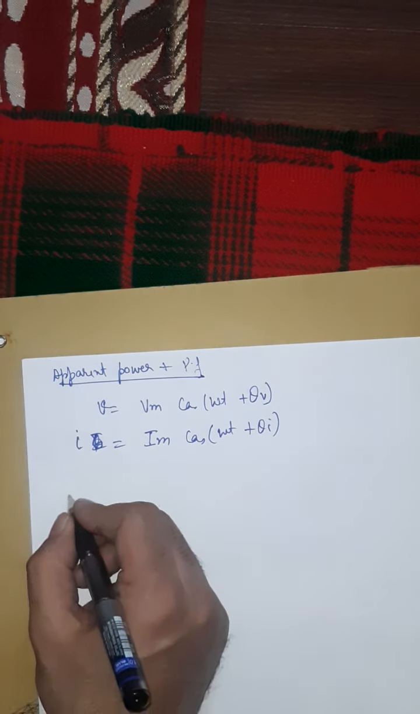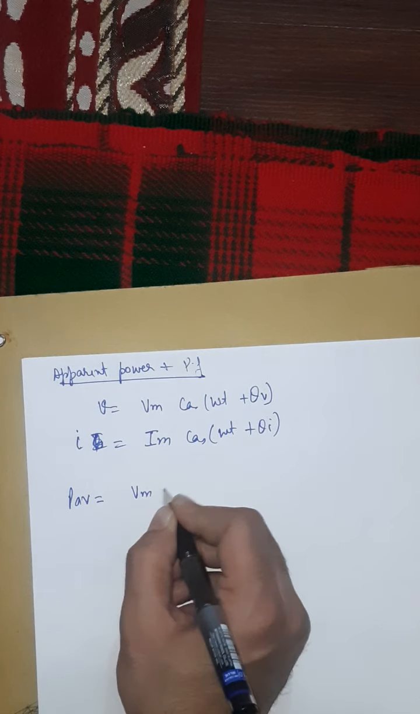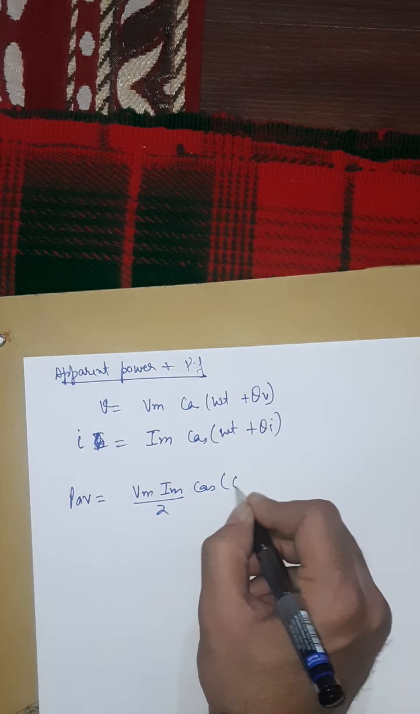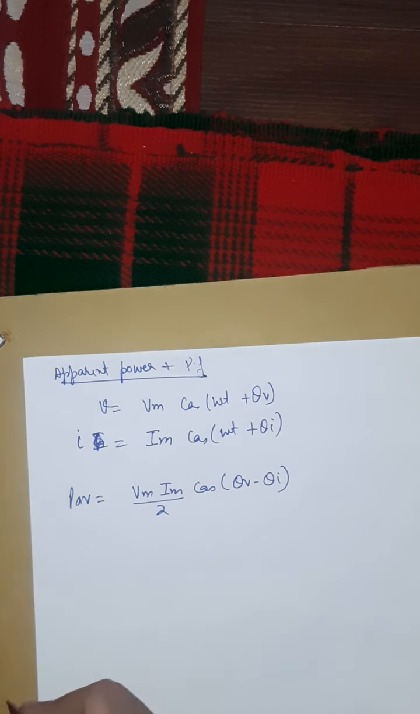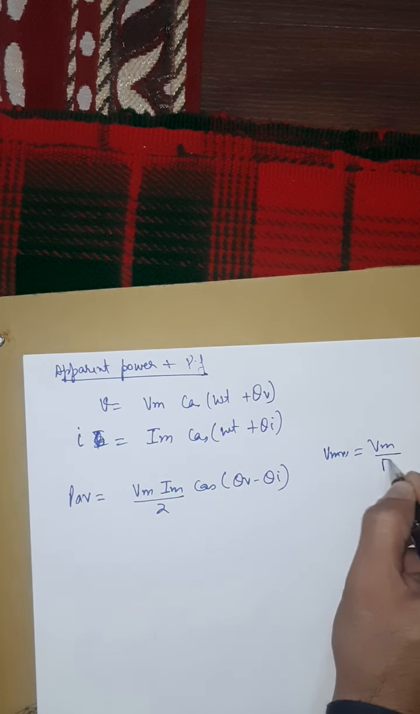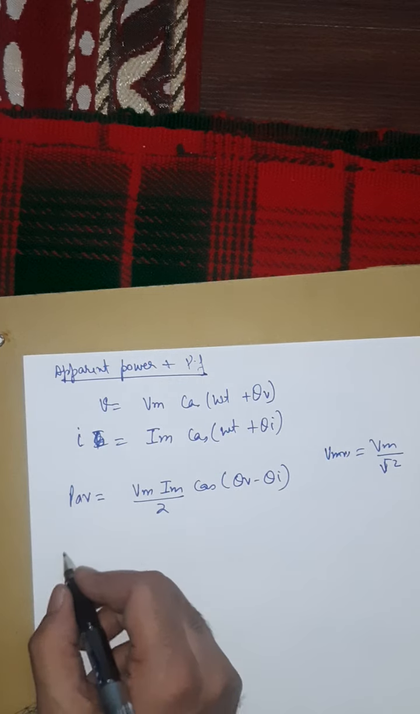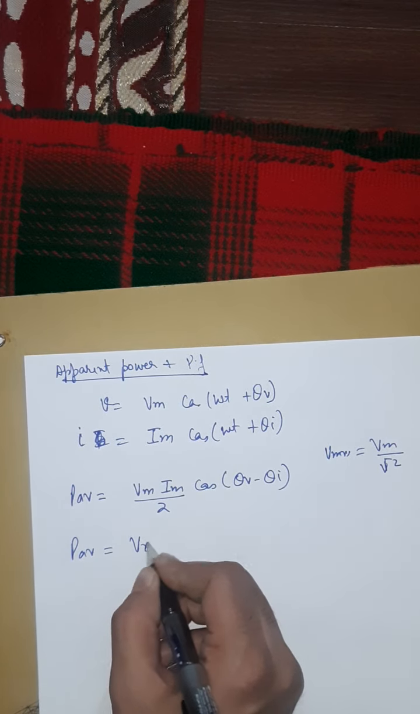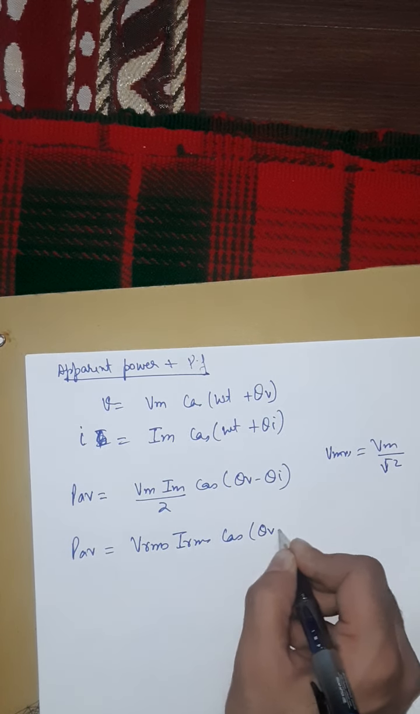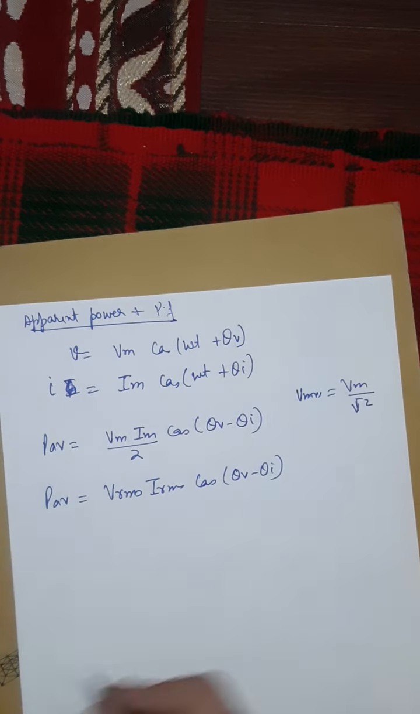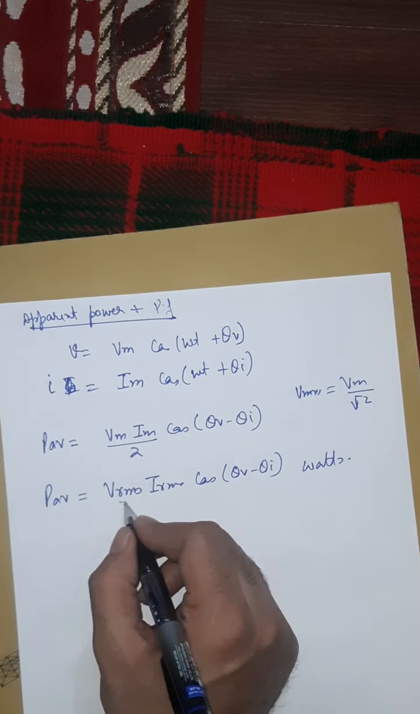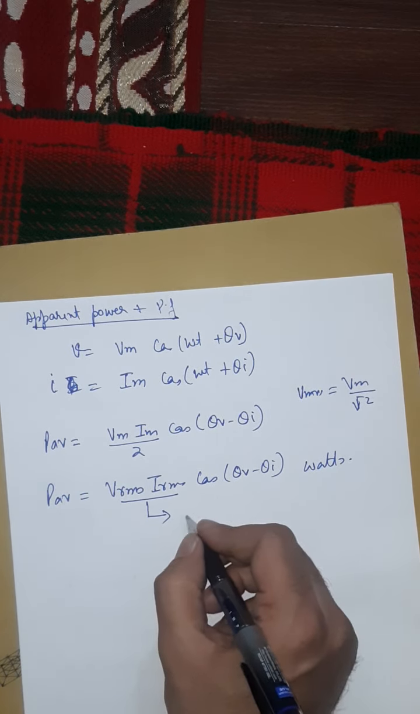Okay, so what is average power? It will be Vm Im divided by 2 times cos(theta v minus theta i), and you know that Vrms is nothing but Vm by root 2. Similarly, Irms is nothing but Im by root 2. So P average will be Vrms into Irms into cos(theta v minus theta i), and the units are watts. Okay, what is Vrms into Irms? It is nothing but the apparent power.